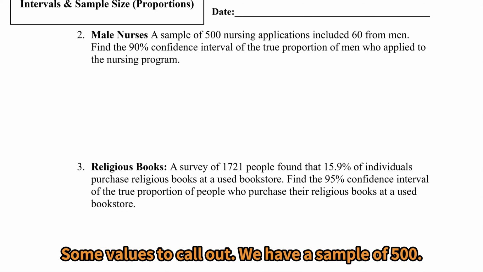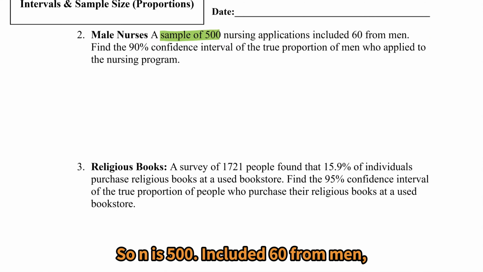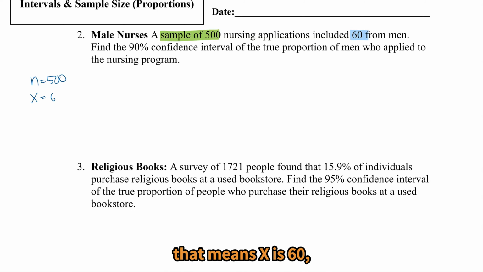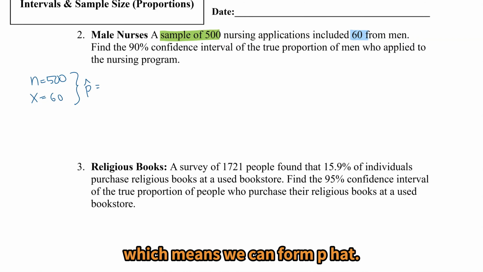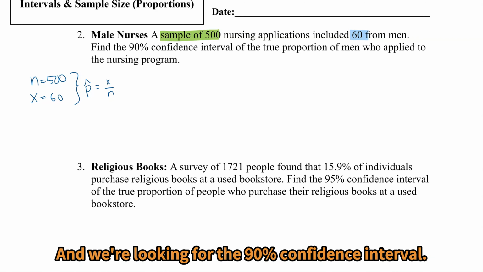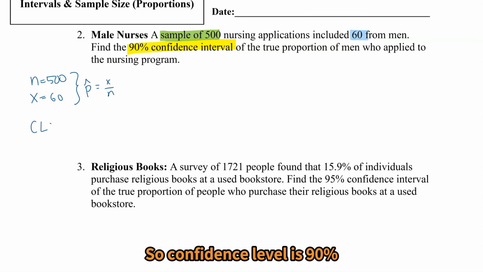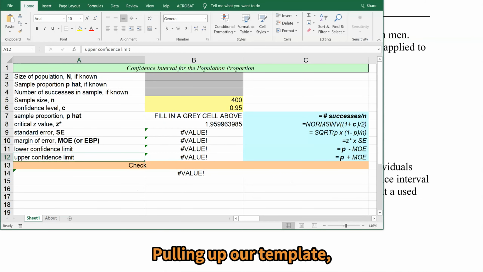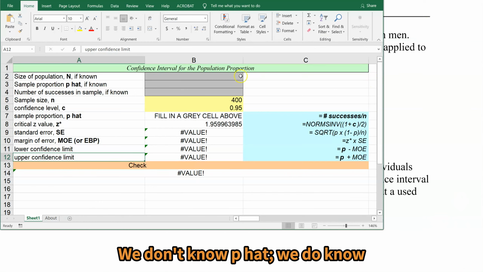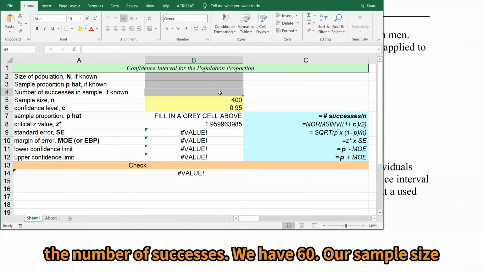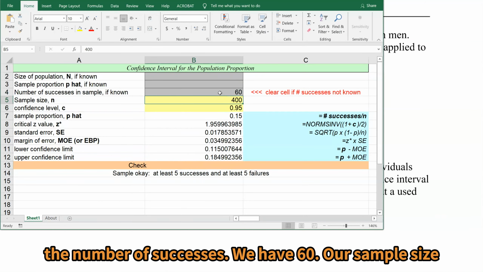Some values to call out. We have a sample of 500, so N is 500, included 60 from men, that means X is 60, which means we can form P hat, and we're looking for the 90% confidence interval. So confidence level is 90%. Pulling up our template, we don't know the size of the population, we don't know P hat, we do know the number of successes. That was 60.